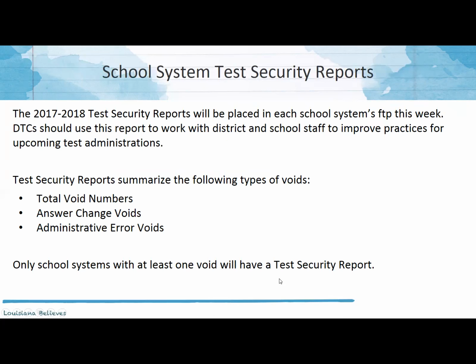This is a new slide, but it's something we do every year. We have test security reports that are specific to school systems where we summarize the voids from the previous school year. So the total number of voids your school system has and by school within your school system, any voids for answer change, and then administrative error voids. This is a few pages that summarizes your district snapshot of voids for the previous school year. If you did not have any voids, then you will not have a report, and you should celebrate that.